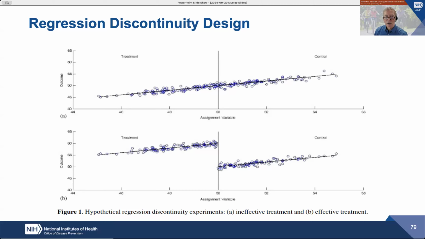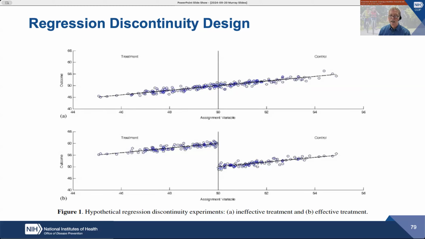Everybody below who got a score of 50 and under was assigned to treatment. Everybody that got a score above 50 was assigned to control. And if you look at the slope, it is the same in treatment and control, and there is no separation at the cutoff. The line didn't shift up or down, the slope didn't change, and so we conclude, well, the intervention didn't work. No evidence of intervention.